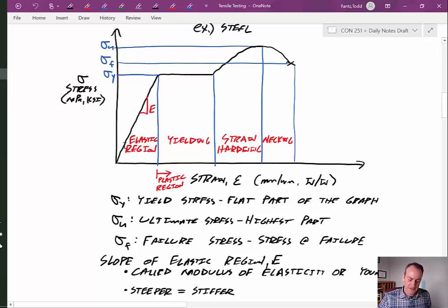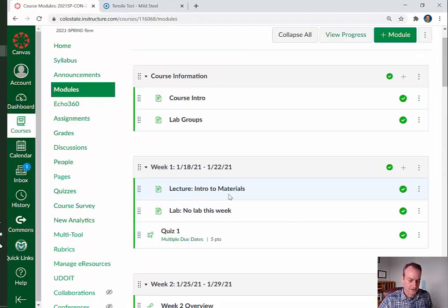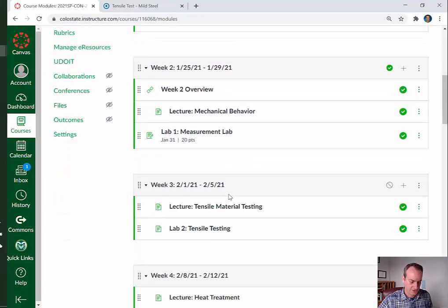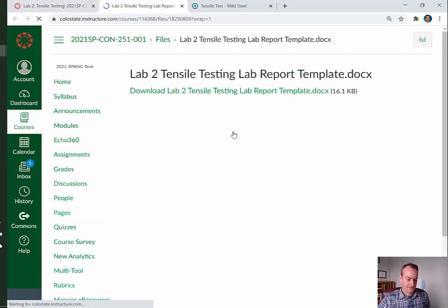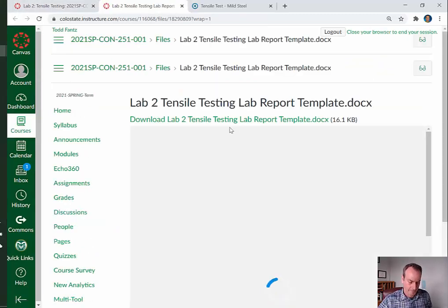So for this lab, what you want to do is go to the modules. All right, so within Canvas, we're going to go down to week 3, Tensile Testing Lab number 2. And I'll see there's some various links in here. The first link says the lab report template. So let's start by taking a look at what this thing is.